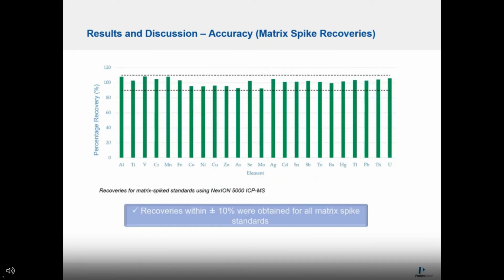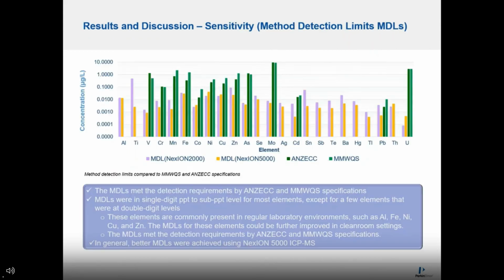Since there are a few elements without certified values for the NASS and CASS, a spike recovery test was used to validate the methods for those elements, where seawater was spiked with elemental standards and run as samples. Now, good recovery within 10% was obtained for all matrix spike standards on the NexION 5000 system. Now, obtaining a good recovery is not enough.